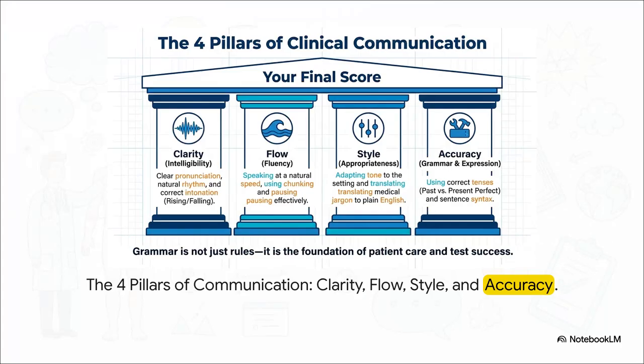Think about it like this. Your score is built on four main pillars: clarity, flow, style, and accuracy. Now look at that fourth one, accuracy. That's where grammar lives. It's all about using the right tenses and putting your sentences together correctly. And in a hospital or clinic, accuracy isn't just a nice to have, it's about patient safety. A tiny grammar mistake can cause a huge misunderstanding. So really, grammar is the foundation holding everything else up. Without it, your clarity crumbles, your flow gets choppy, and your professional style just falls apart.